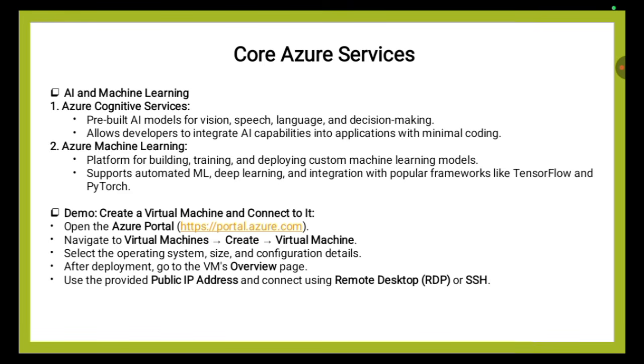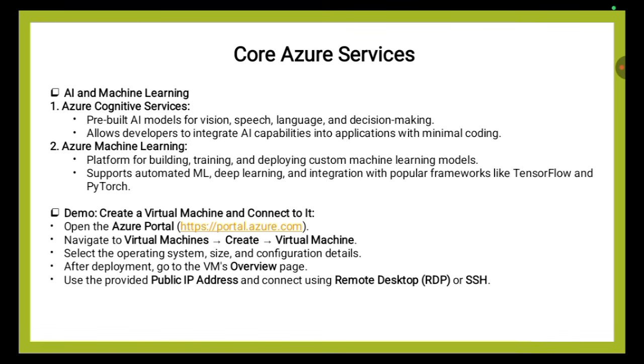Demo. Create a virtual machine and connect to it. Open the Azure portal, https portal.azure.com. Navigate to Virtual Machines, create virtual machine. Select the operating system, size, and configuration details. After deployment, go to the VM's overview page. Use the provided public IP address and connect using remote desktop, RDP, or SSH.